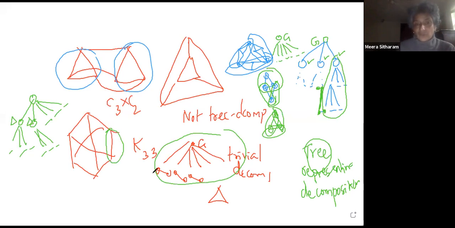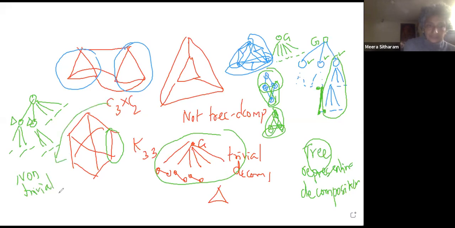Okay, so we could say it's not tree decomposable, but it's kind of pointless because its only decomposition in any way, shape, or form is just the trivial decomposition. While this one has a non-trivial decomposition, C2 cross C3, but it's not tree decomposable.